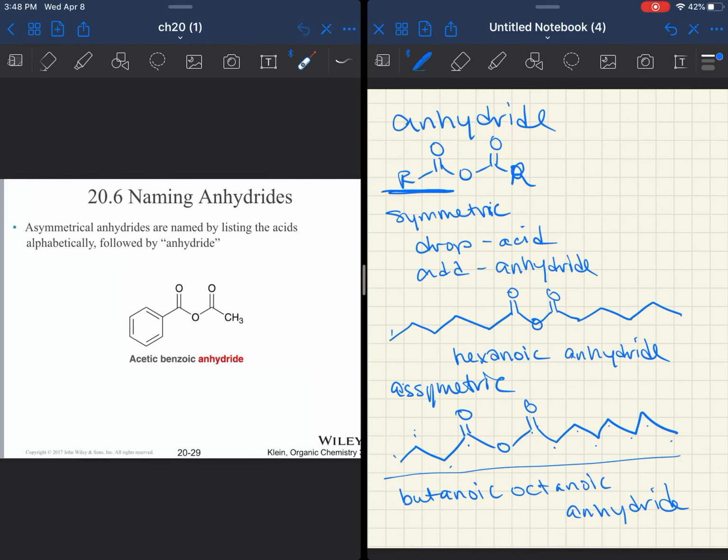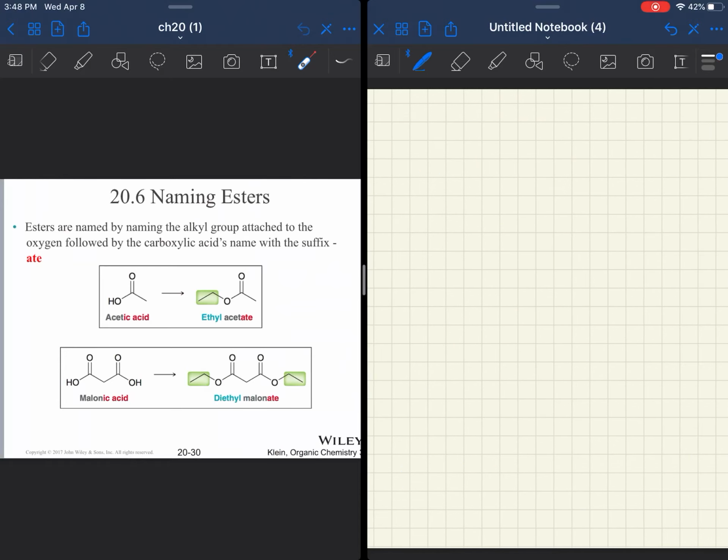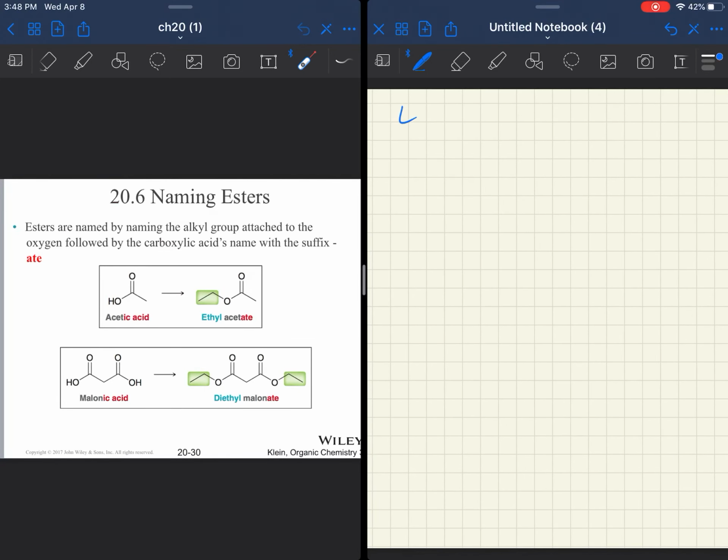I won't put any substituents on an anhydride. That gets a little bit more complicated, but you should know how to name or draw the structure from the name of some simple symmetric and asymmetric anhydrides.